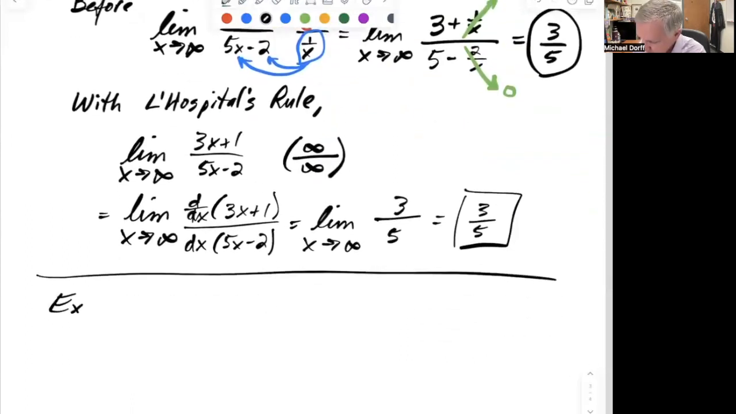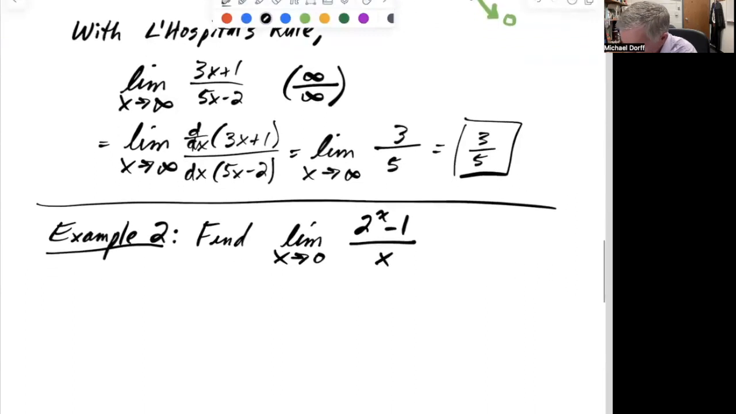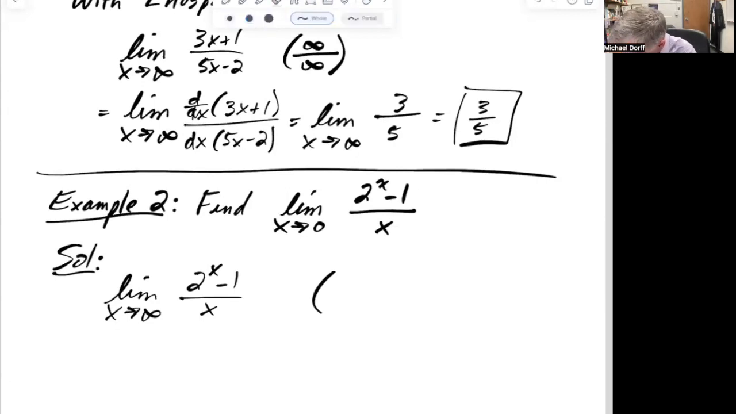Okay, so let's do a little bit more complicated example, showing L'Hopital's rule. We're going to find the limit as x goes to 0 of (2^x - 1) over x. That's going to be of the form, whoops, sorry, I made a mistake there. That's supposed to be that x is going to 0 here.